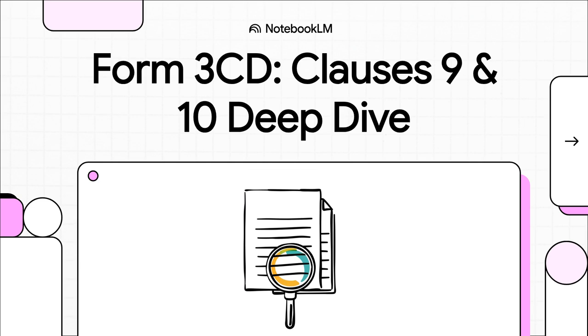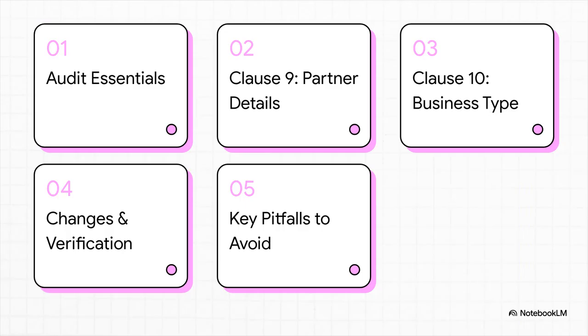So we're going to use the ICAI's latest 2025 guidance note as our map to navigate exactly what you need to know. So here's what we're going to cover. We'll kick things off with the basics of audit reporting, then we'll dive straight into the nitty-gritty of Clause 9 on partner details, and then Clause 10, which is all about the nature of the business. From there, we'll get super practical, talking about how to report changes and, crucially, how to verify them. And we'll wrap up by looking at the key pitfalls you really want to avoid. Let's get right into it.